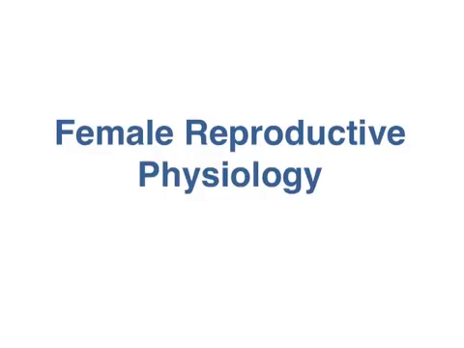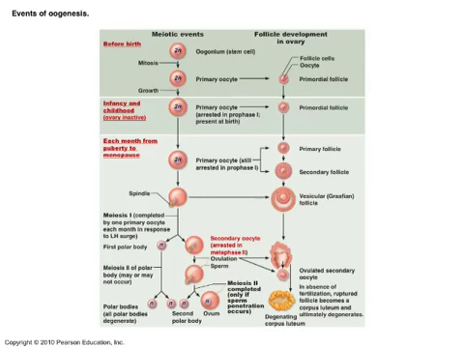In this video, I want to talk a little bit about the physiology of reproduction in women, including formation of the oocyte, the female gamete. This diagram shows you the events of oogenesis. Oogenesis is the production of the female gamete, production of the egg.